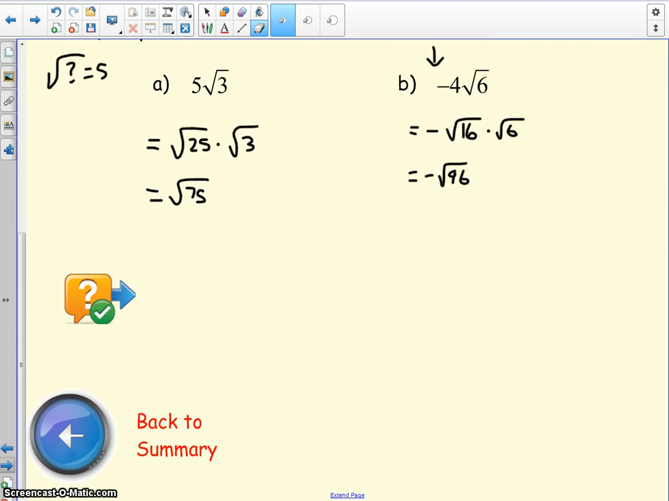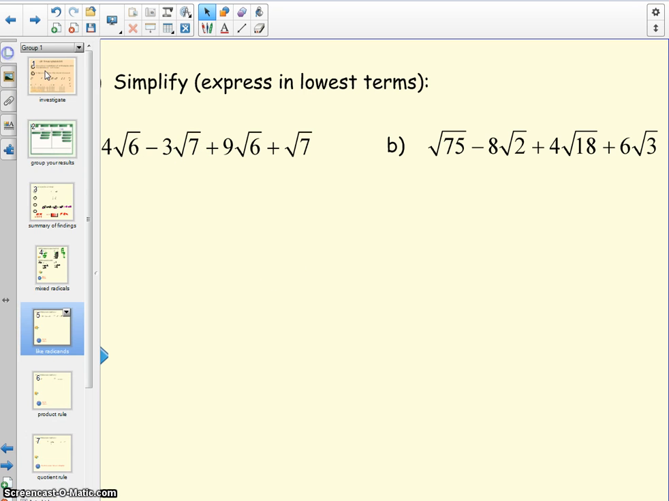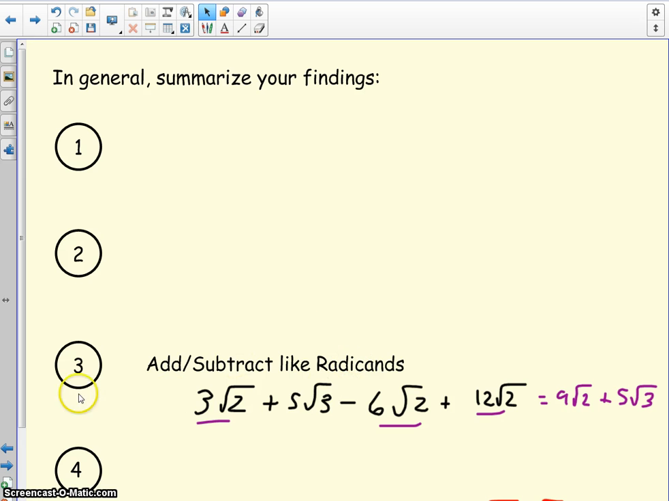Okay, so let's keep going. Let's try a few others here. A lot of this is just getting used to some brand new rules. So here I'm trying to simplify something, I put it in lowest terms. This is adding and subtracting here. And one of the rules that you might remember from a couple slides ago is we can only add and subtract what we call like radicands. So they have to have the same value underneath the square root.